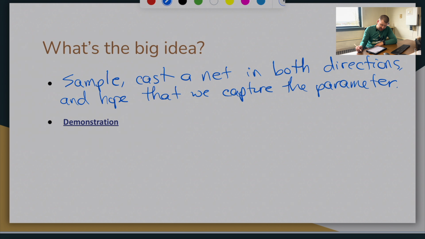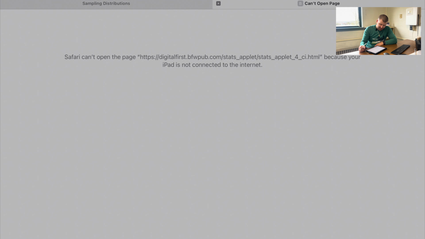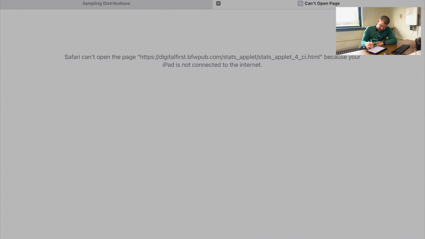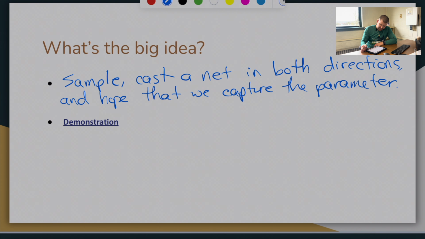So to show you what I mean by that, all right, I guess I can't show you because I don't have Wi-Fi. But the general idea still is I'm going to get my sample proportion, let's say here, and cast a net in this direction and then in this direction, and hope that somewhere the true proportion is in fact there. That is the big idea behind confidence intervals.